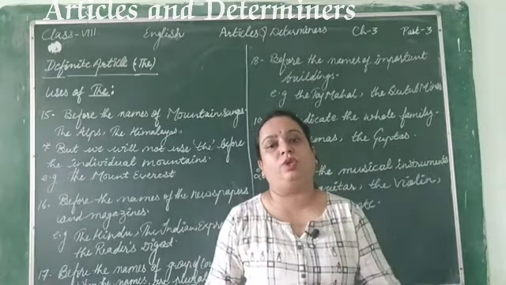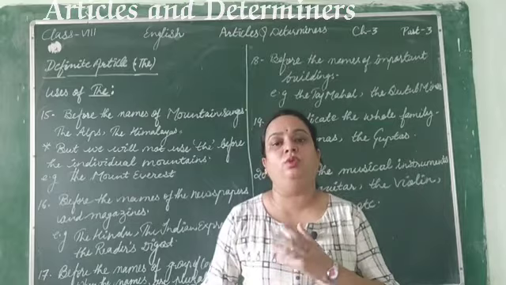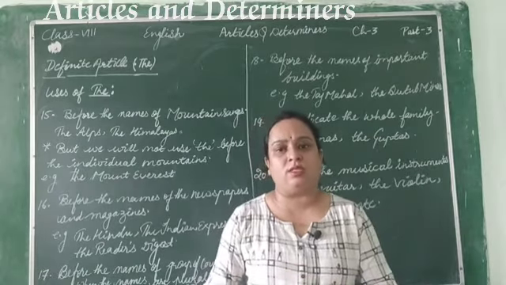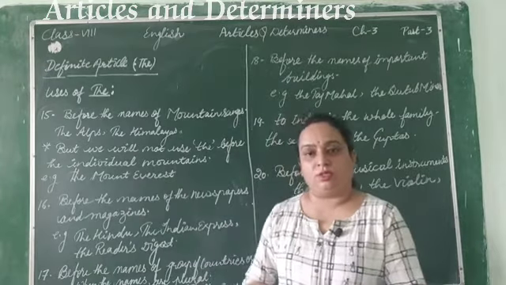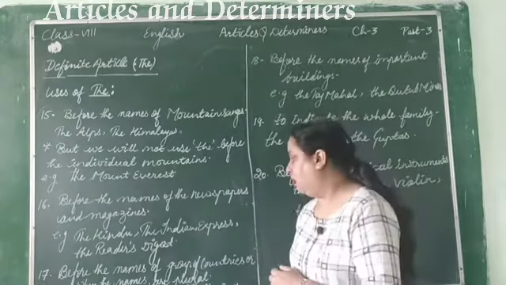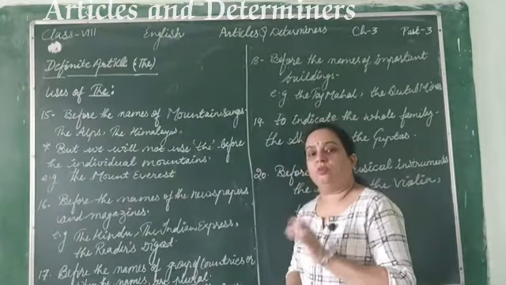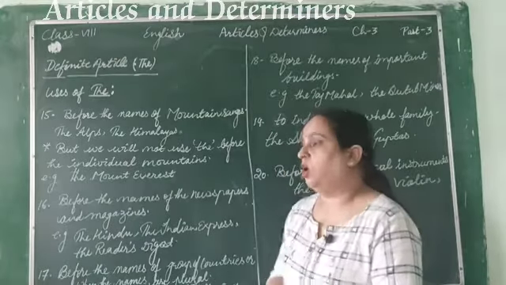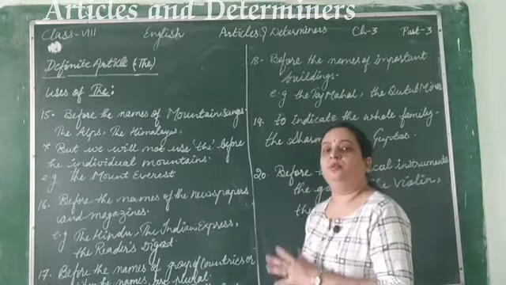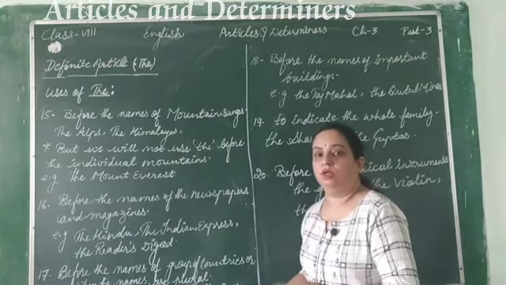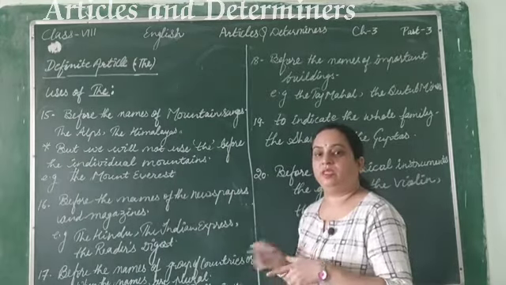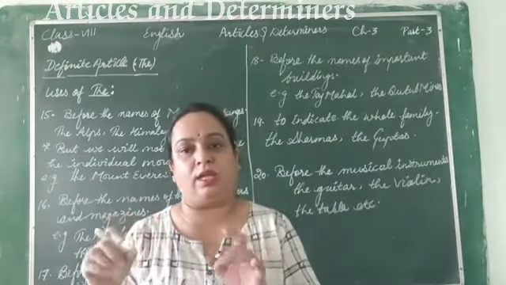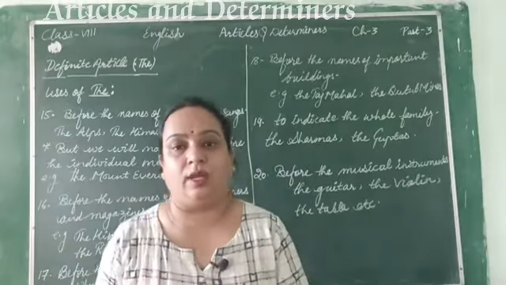But the rule is to use the before the names of countries which are clubbed together, where the names are in plural form, like the Philippines, the West Indies, the United Kingdom, right? So you have to do that with countries in groups or names in plural form. But for normal names like India, Pakistan, Nepal, Bhutan, China, you will use only the name of the country. It is not the India.